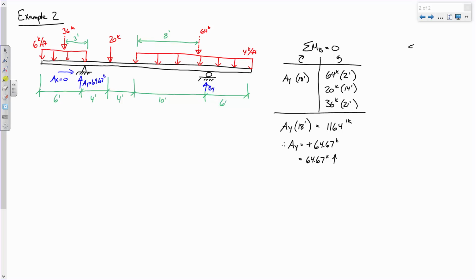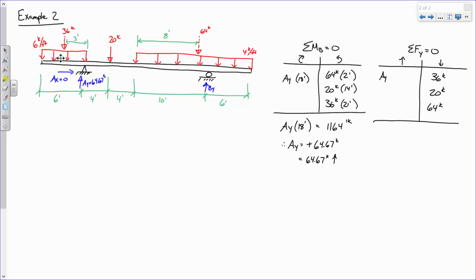Then we sum forces in the y direction. Everything going up, everything going down. So we have 36 kips going down, 20 kips going down, 64 kips going down. And going upwards, we have AY.